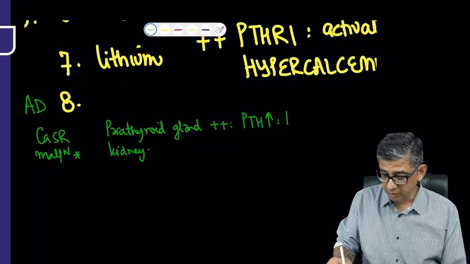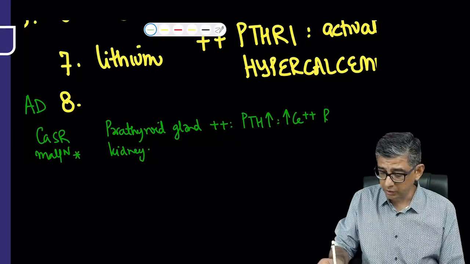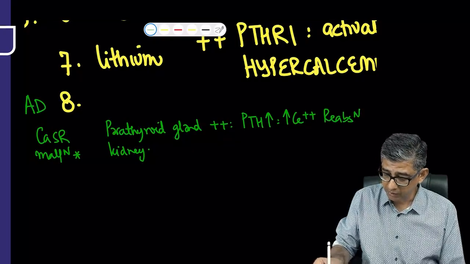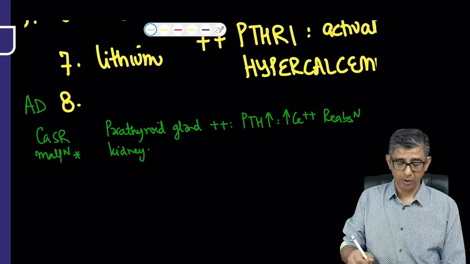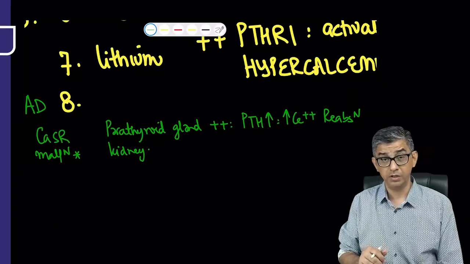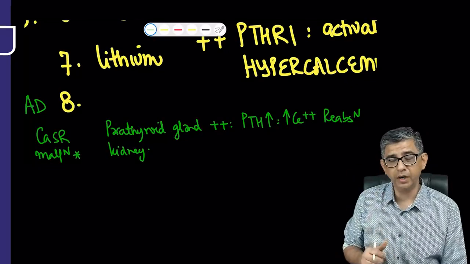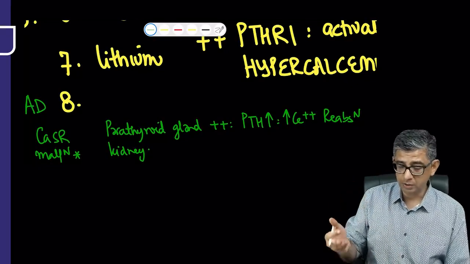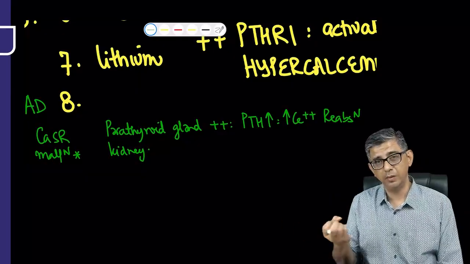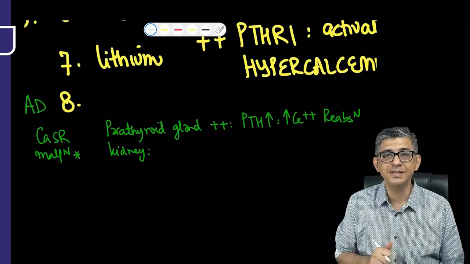Because there will be more calcium reabsorption via the distal convoluted tubule, the blood calcium will begin to rise. Repeat once again. What happened was the CASR sensor is saying, sir, there is no calcium. The parathyroid gland says, oh, there is no calcium, let me increase my activity and release more PTH. When there is more PTH, this will cause more calcium reabsorption from the kidney, and therefore hypercalcemia will occur.